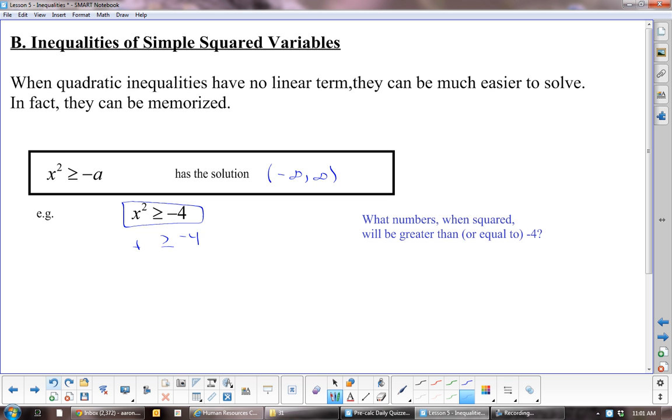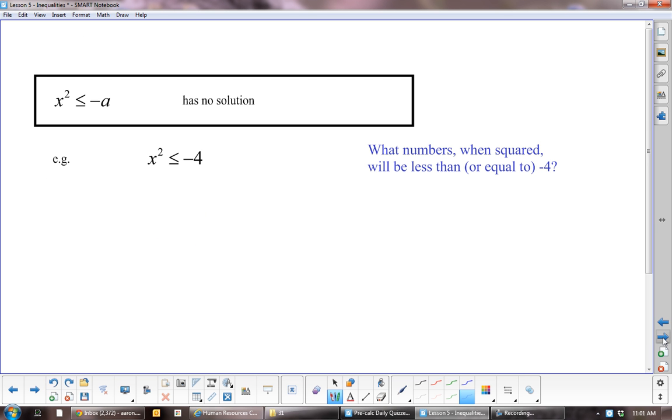Okay, how about x squared is less than or equal to negative 4? This has no solution. So it would be the empty set, because nothing squared will be less than negative 4.